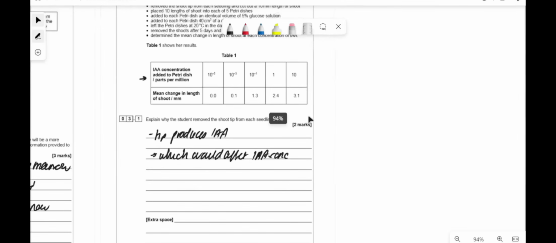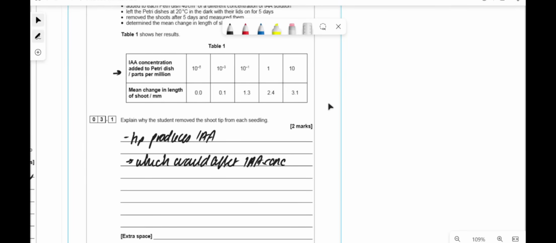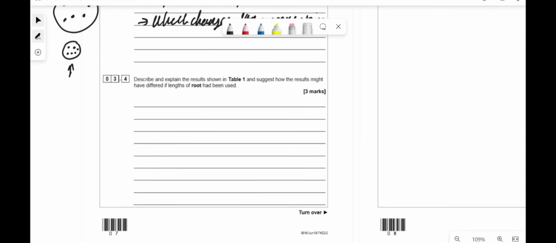So, the table shows that as they add more IAA, there's more growth roughly. It says describe and explain, so we're going to describe first. Increasing IAA concentration, you need to say that. You can't just say increasing IAA. It leads to a greater mean change in length. You need to say what the table says. All right, so that's our describe part.